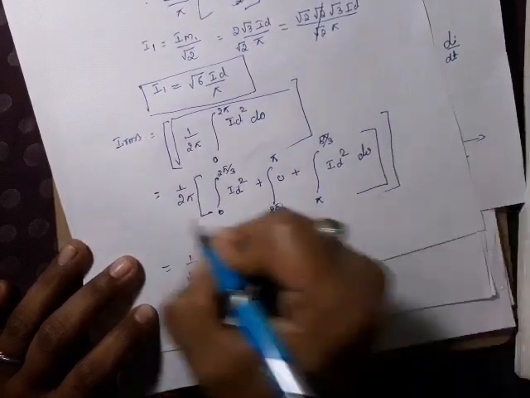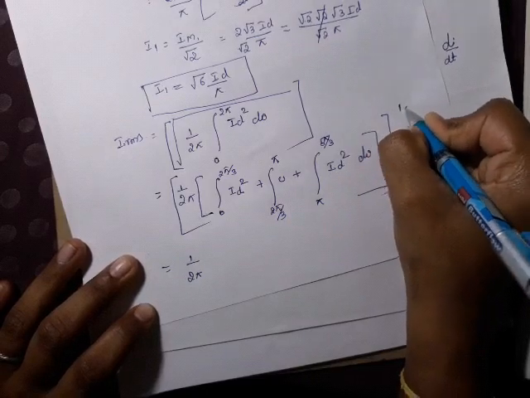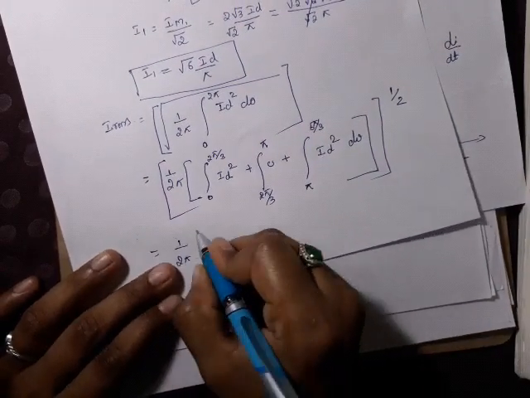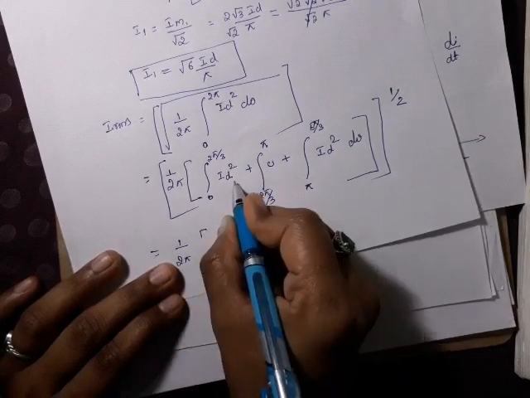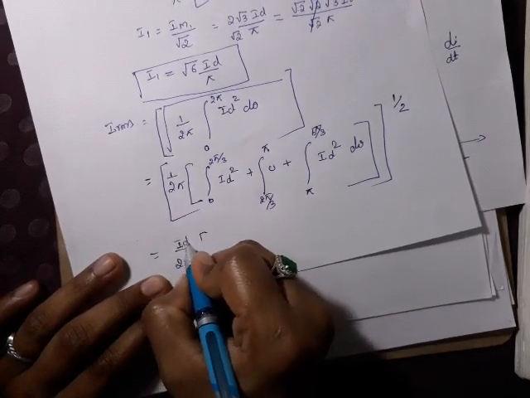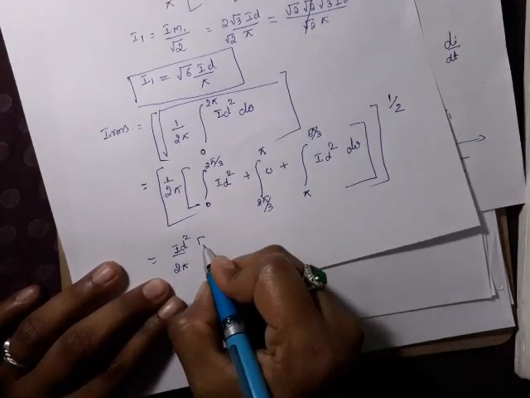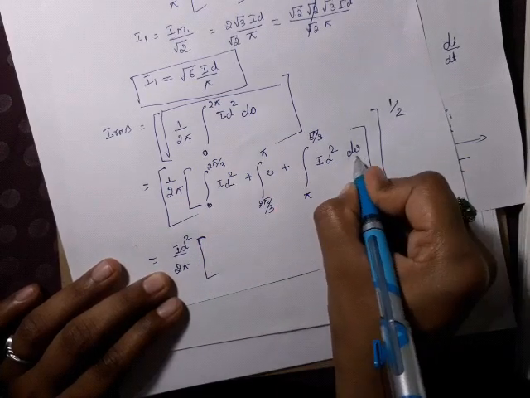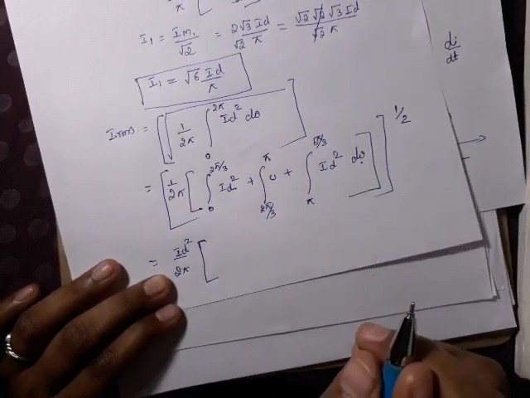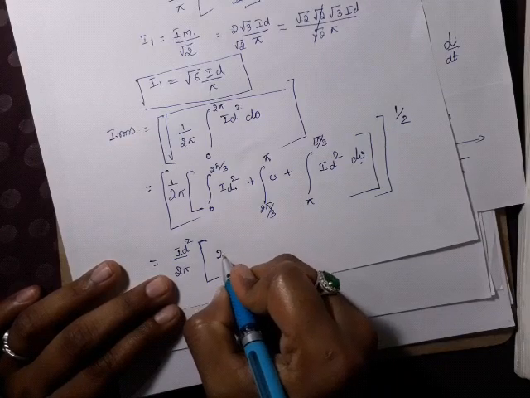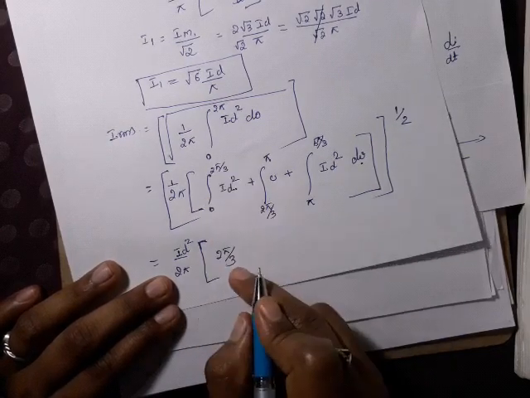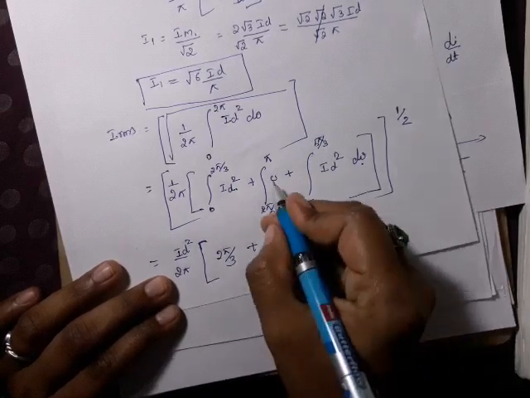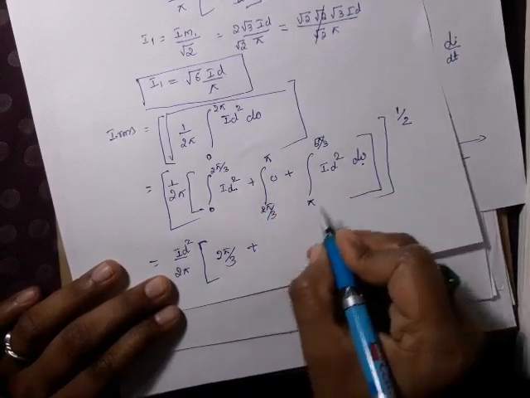So for the total under root, I will write the power of half, 1 by 2 pi. Id squared I will take outside completely. Here the integration of 1 with respect to d theta will become theta itself, so apply the limits directly. 2 pi by 3 is the upper limit, lower limit will become 0, plus no integration here because we have 0. Here the same thing.